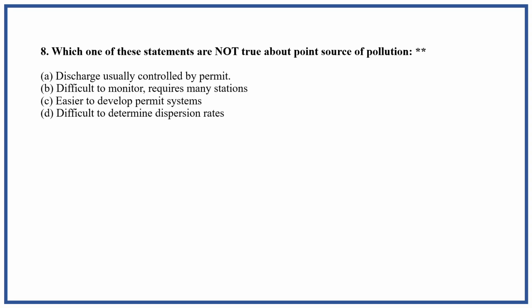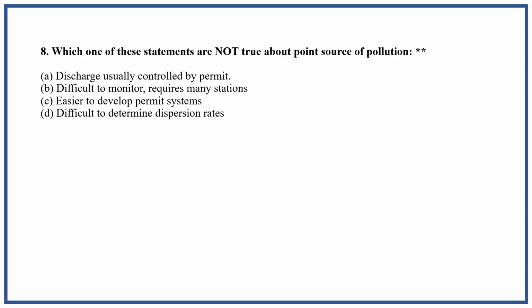Anyone? Okay, Sumitra is saying it's B. Anyone else wants to try? So the first option is discharge usually controlled by permit. So it is true for a point source, right? So A is not the right answer. B, difficult to monitor, requires many stations. Yeah, it is not true about point source. It is true for non-point sources.